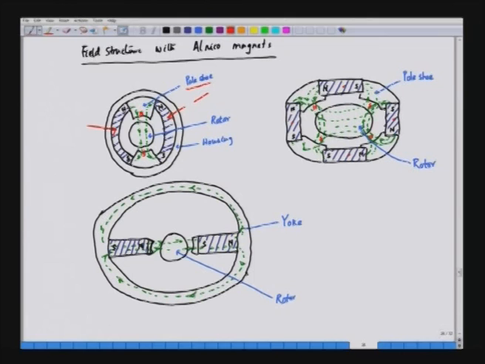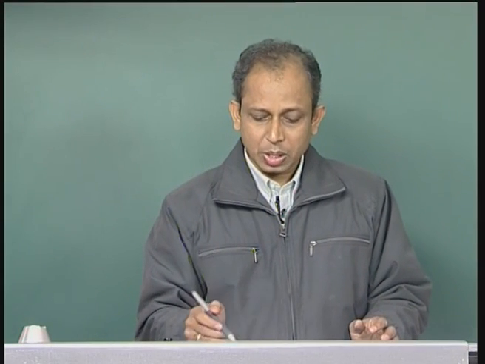Now, we can see another configuration, where the magnets are arranged like this, with the north pole and the south pole. We have the yoke, the pole shoe, and this is the rotor core, and this is a 2 pole structure. Similarly, we can also think of a 4 pole structure corresponding to this, where we have 4 thin and long magnets.